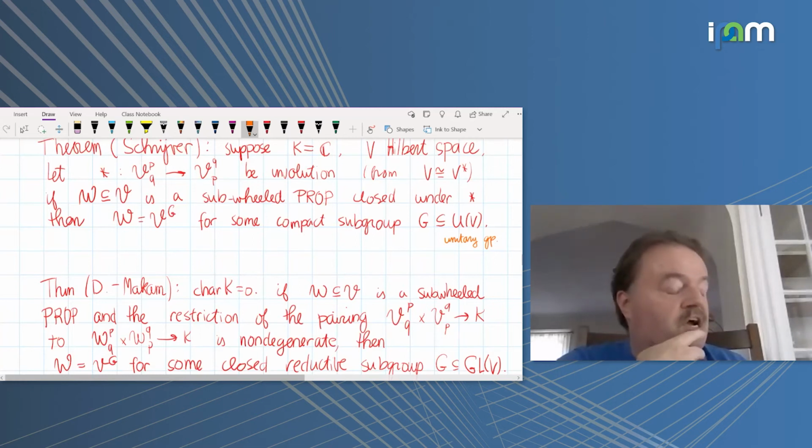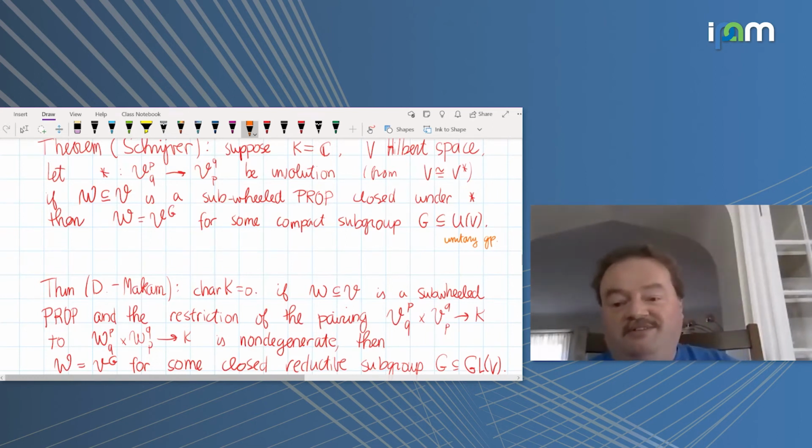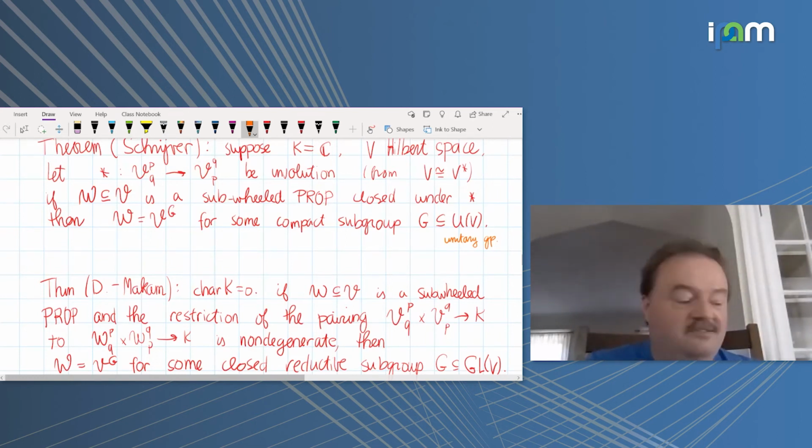So if you start with something that's positive definite and you restrict it to some subspace, it's again positive definite, right? So that's how Schreiber's theorem would follow from our theorem.